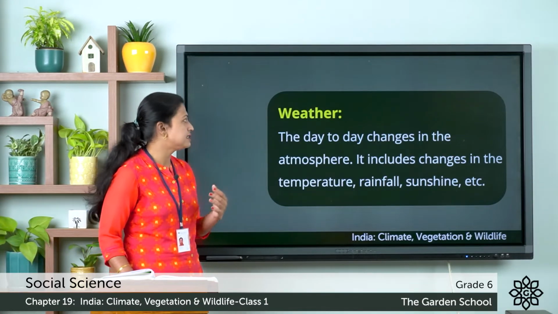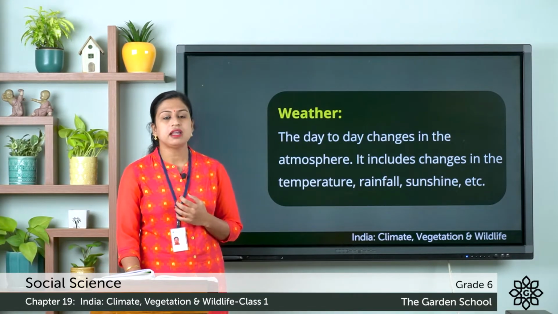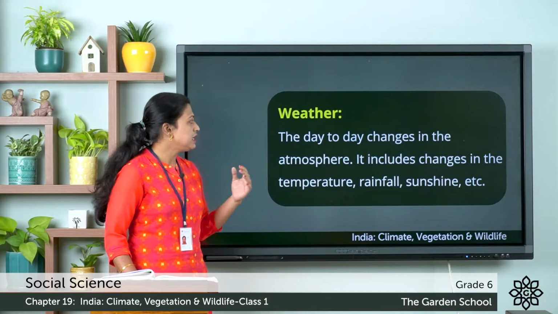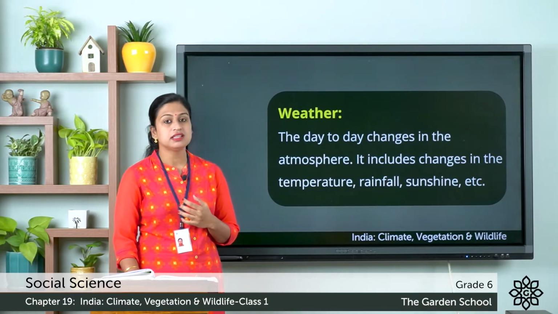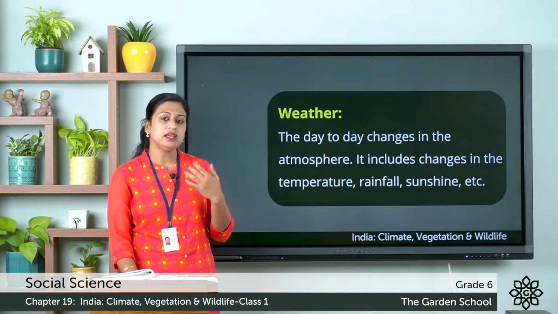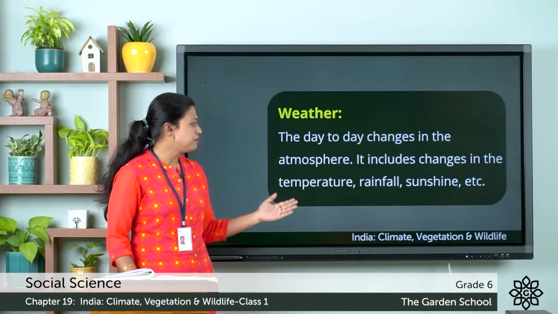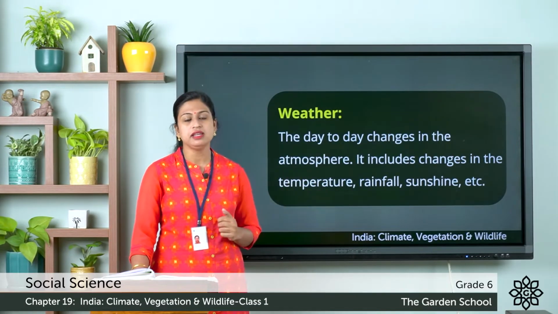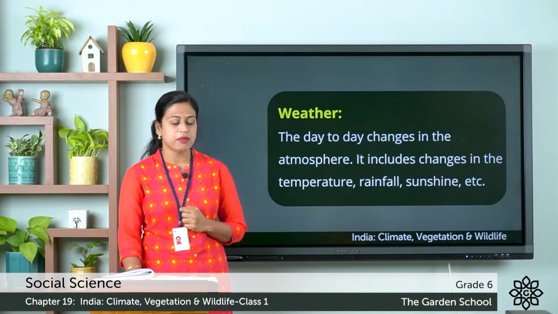The first one is weather. So what do you understand by weather? The day-to-day change in the atmosphere is known as weather, and it includes changes like temperature, rainfall, sunshine, etc. So this was about weather.